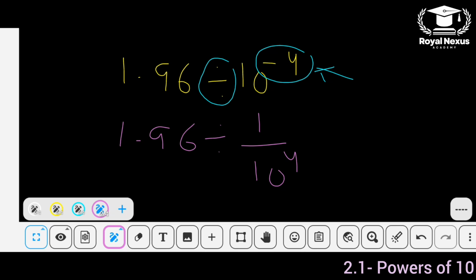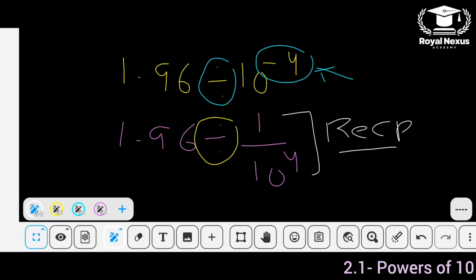So now the power is positive. But the thing is, we have a division sign over here. And whenever there is a division sign, and after the division sign there is a fraction, always you need to take a reciprocal of this fraction, so that the division sign can be converted into a multiplication sign.